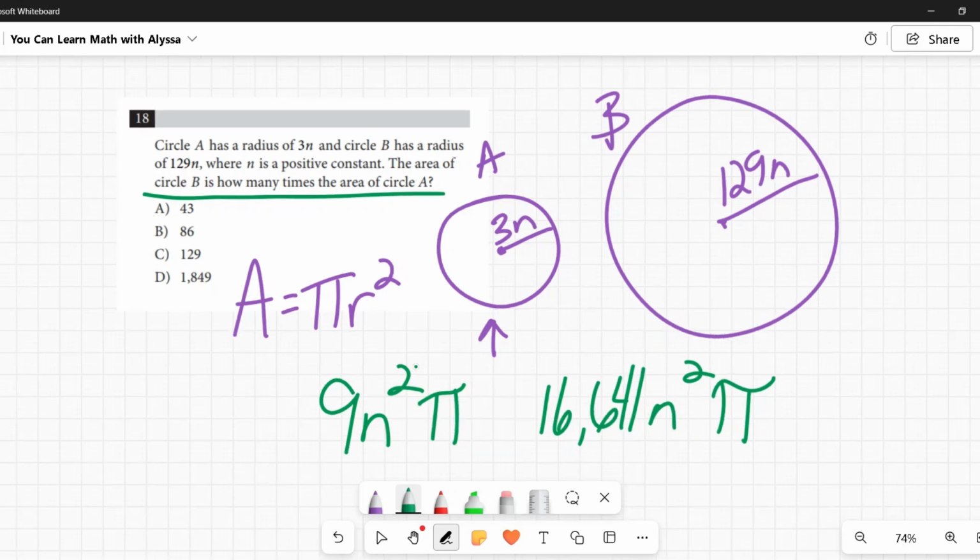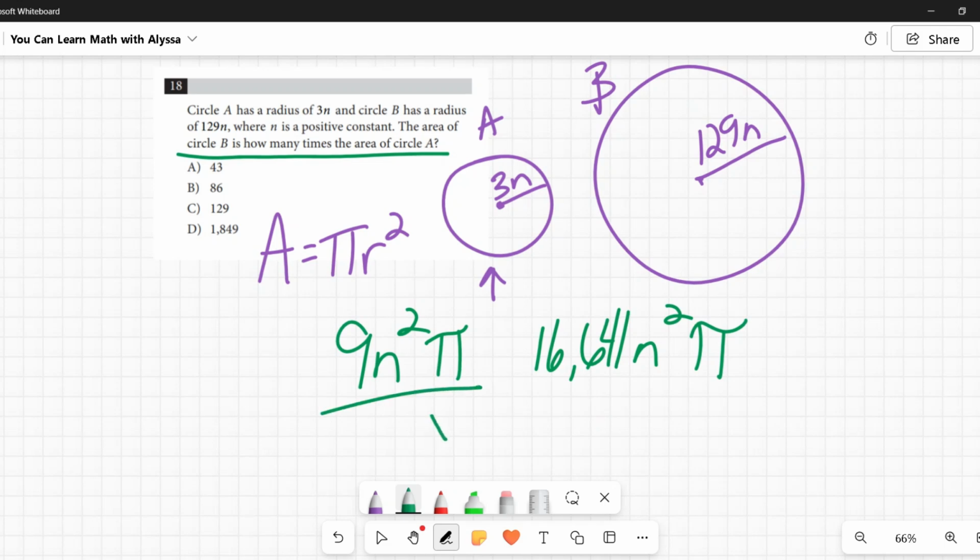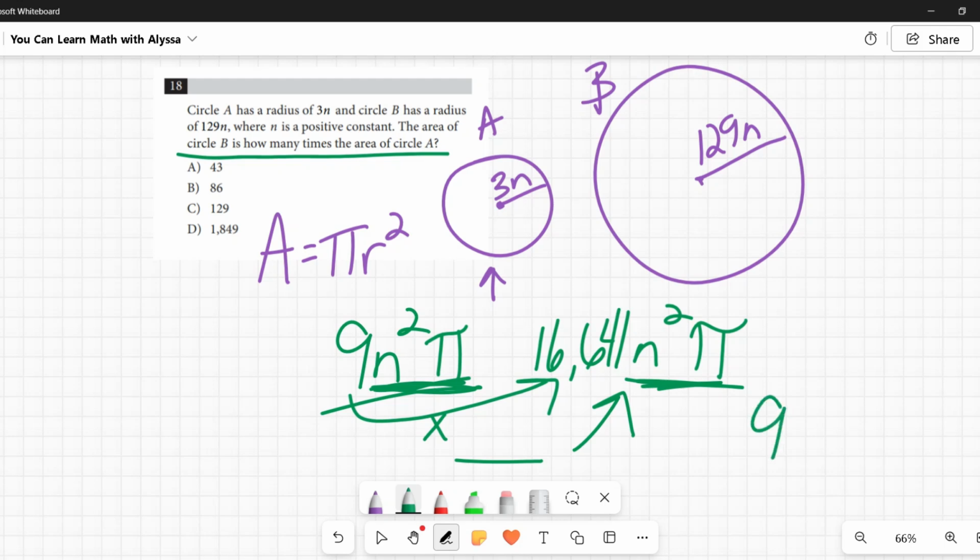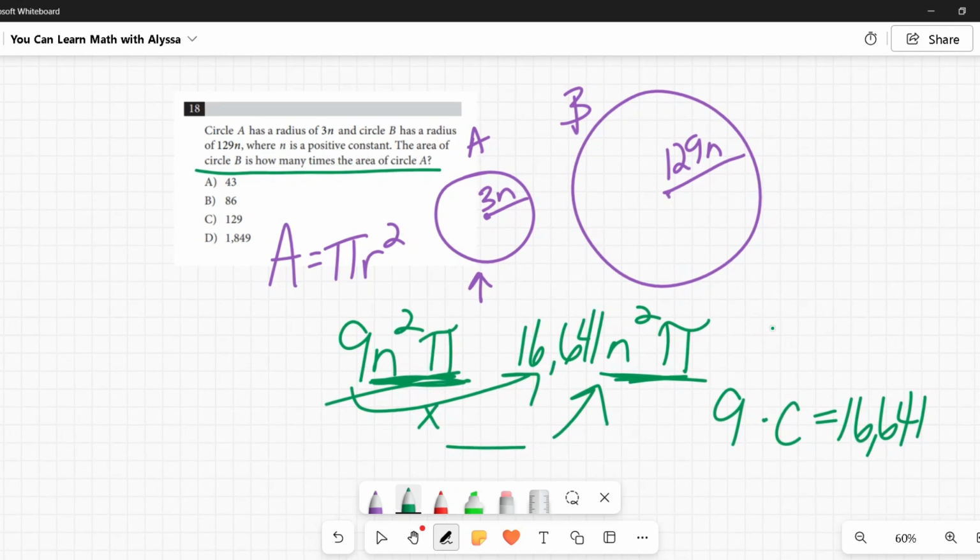What did I have to multiply this area by to get to that area? Well, I didn't multiply the n squared or pi by anything because they stayed the same, right? So all I have to do is I multiply 9 times what to get to 16,641. So 9 times my unknown number. We're dealing with circles. I'm going to call it C. So 9 times C is equal to 16,641. So I need to divide both sides by 9. And when I do that, I get 1,849, which is D.